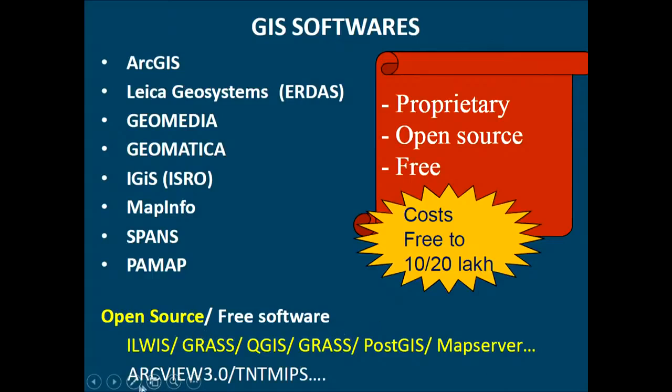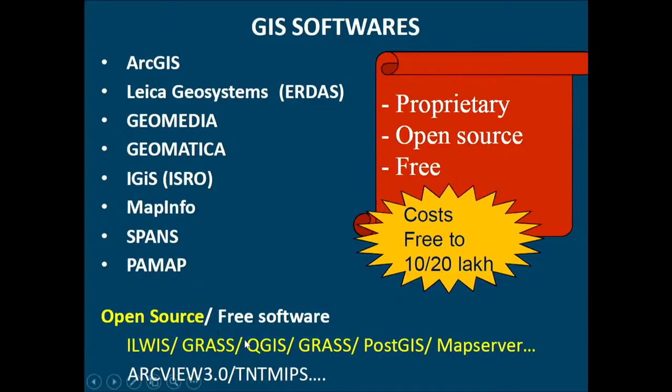There are some open source also, ILWIS, GRASS, QGIS, PostGIS and MapServer. But they all have most of the functionalities inbuilt. But if you want to customize it, if you have developed your own algorithm that is unique, an innovative idea you have, then how to implement that idea? Although these software have programming support also. It means you can write a small script, let us say in QGIS.